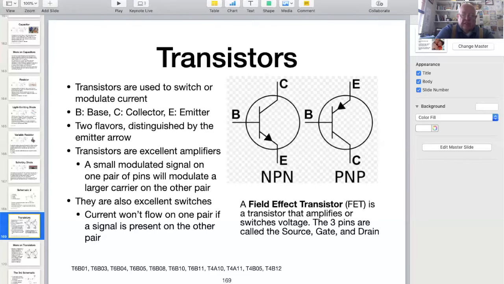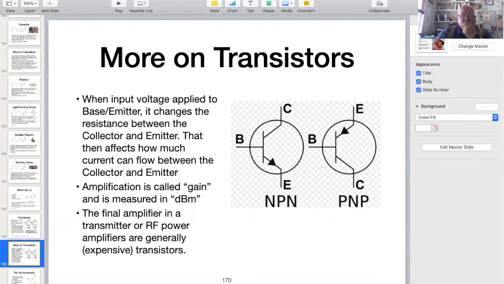The slide explains how transistors are used, either as amplifiers or as switches. Note also that there is a special type of transistor called a field effect transistor, or FET. Rather than switching or amplifying current, FETs switch or amplify voltage. The three pins on a regular transistor are the emitter, the base, and the collector. The three pins on an FET are the source, gate, and drain.